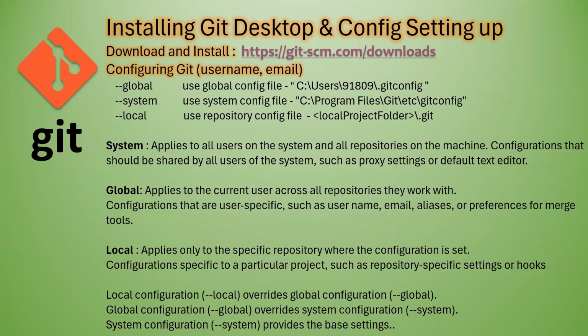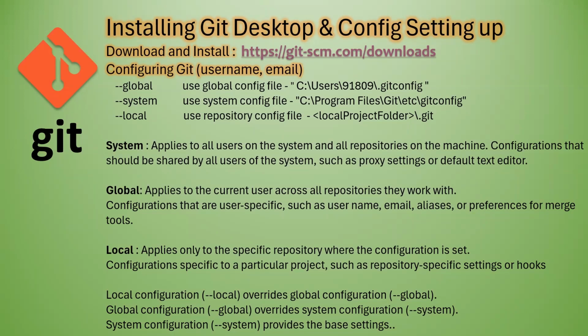Next one is the global. This one is applicable for the current user who is logged in to the system. For that user, whatever repositories he or she works on, all the settings will be applicable as part of the global. Since it focuses on current-user-specific details such as username, email, and other preferences for the tools, by this time you might have already guessed we are going to configure the username and email at the global level. Let's understand the local as well.